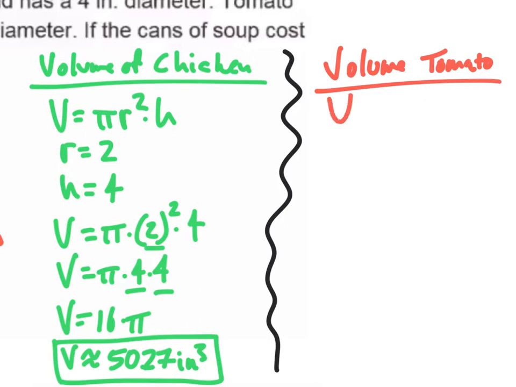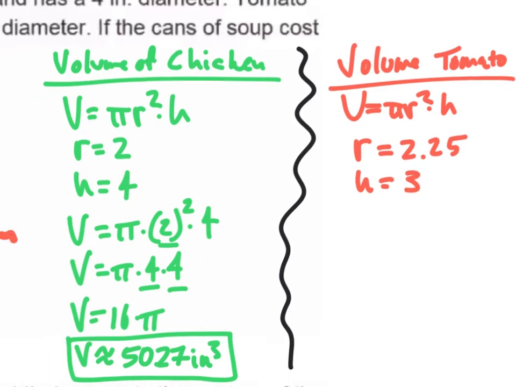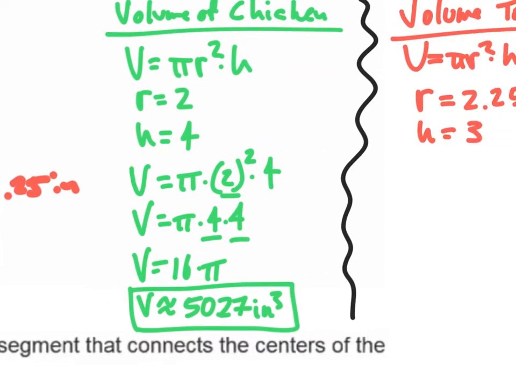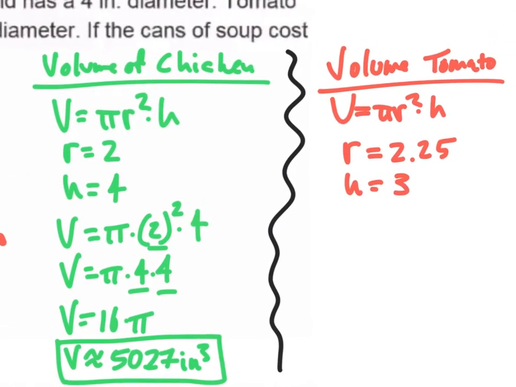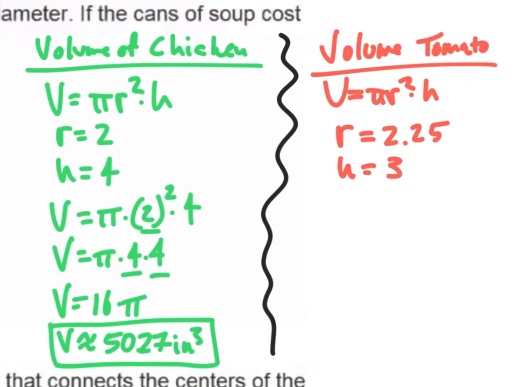All right, so same volume formula, pi r squared times height. Our radius was 2.25. Our height was equal to 3 inches. So our radius is a little bit longer, but our height isn't as much. Let me double check that those are the values. Okay, so methinks if I were a betting man, which I'm not, I would think that this one's going to be bigger. Okay, but let's just double check and see.